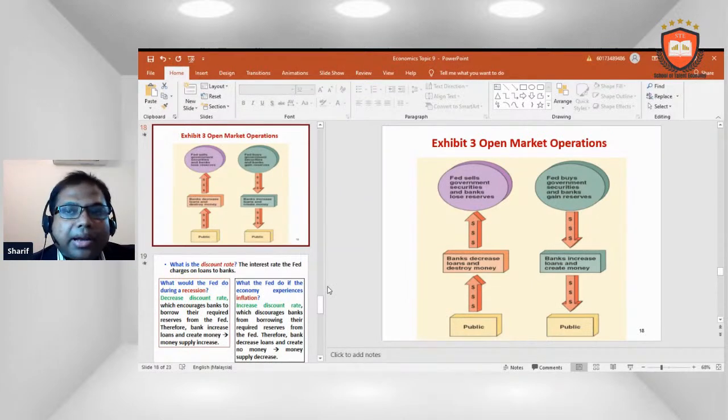Exhibit 3, open market operations. The Fed sells government securities and the banks lose reserves. Banks decrease loans and destroy money. The Fed buys government securities and the banks gain reserves. Banks increase loans and create money.